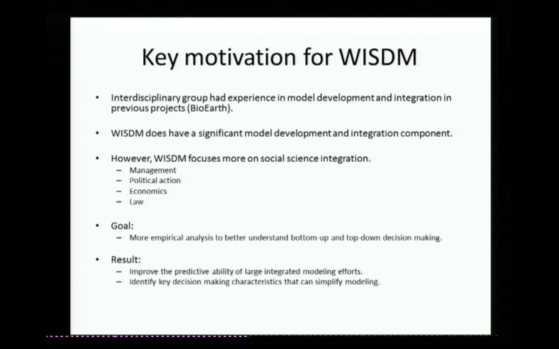As we try to put more things in, they get increasingly complicated. Are there things we can learn about how decisions are actually made that can allow us to maybe simplify some of our model structure?